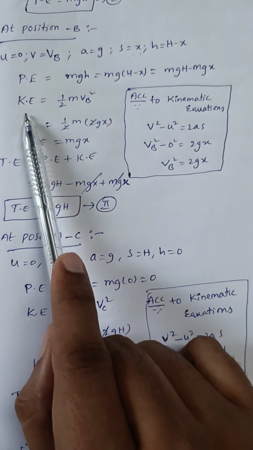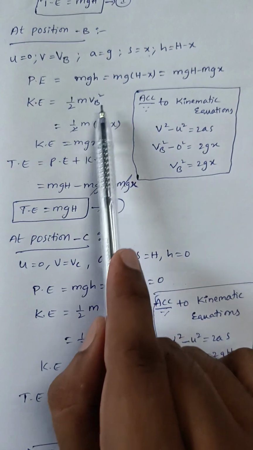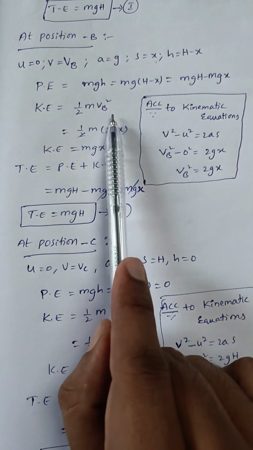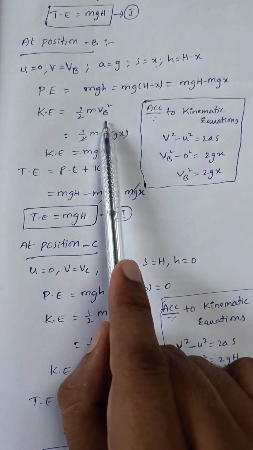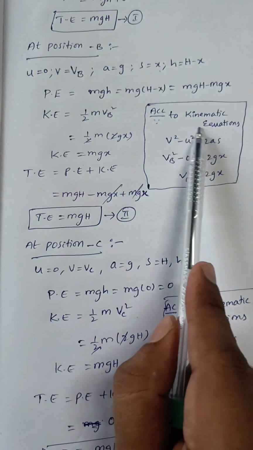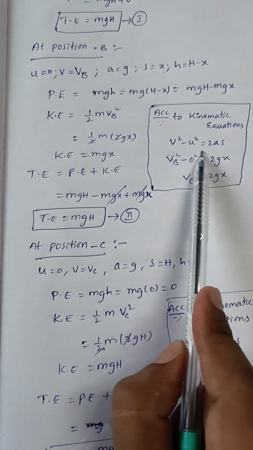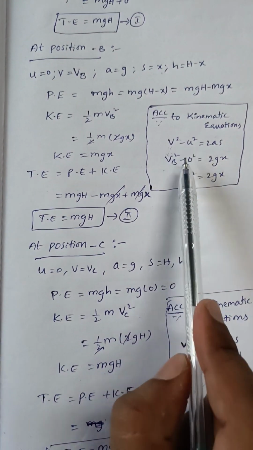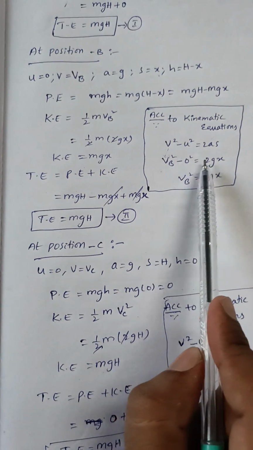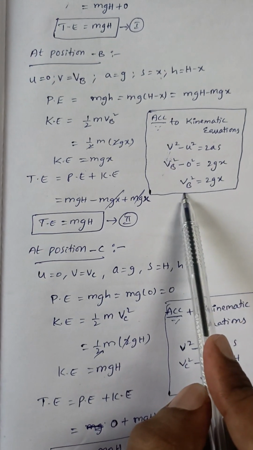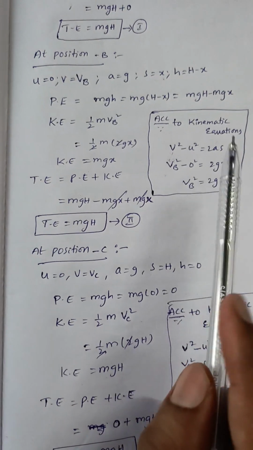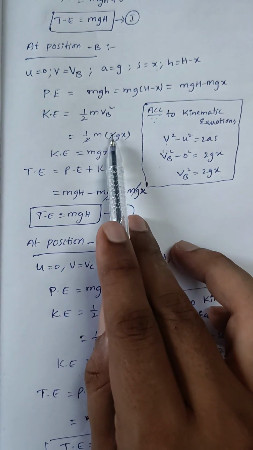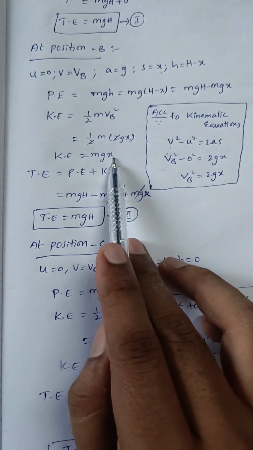Now kinetic energy KE is equal to half m vB square, that is equal to half m into 2gx. The 2 will get cancelled. How we got vB square equal to 2gx: according to the kinematic equation, v square minus u square is equal to 2as. Here v is vB, u is 0, so vB square minus 0 square is equal to 2gx. That means vB square is equal to 2gx. Substituting 2gx in the position of vB square and cancelling 2 and 2, we get mgx.